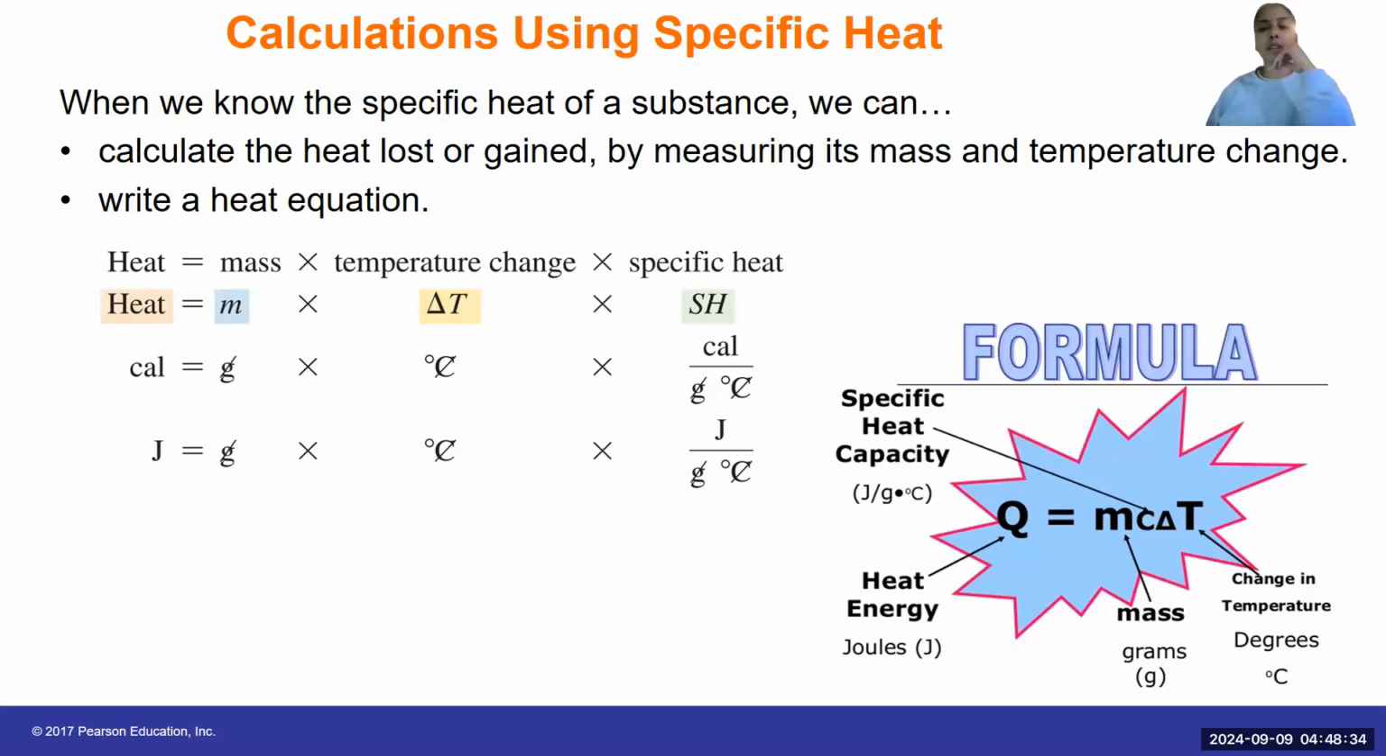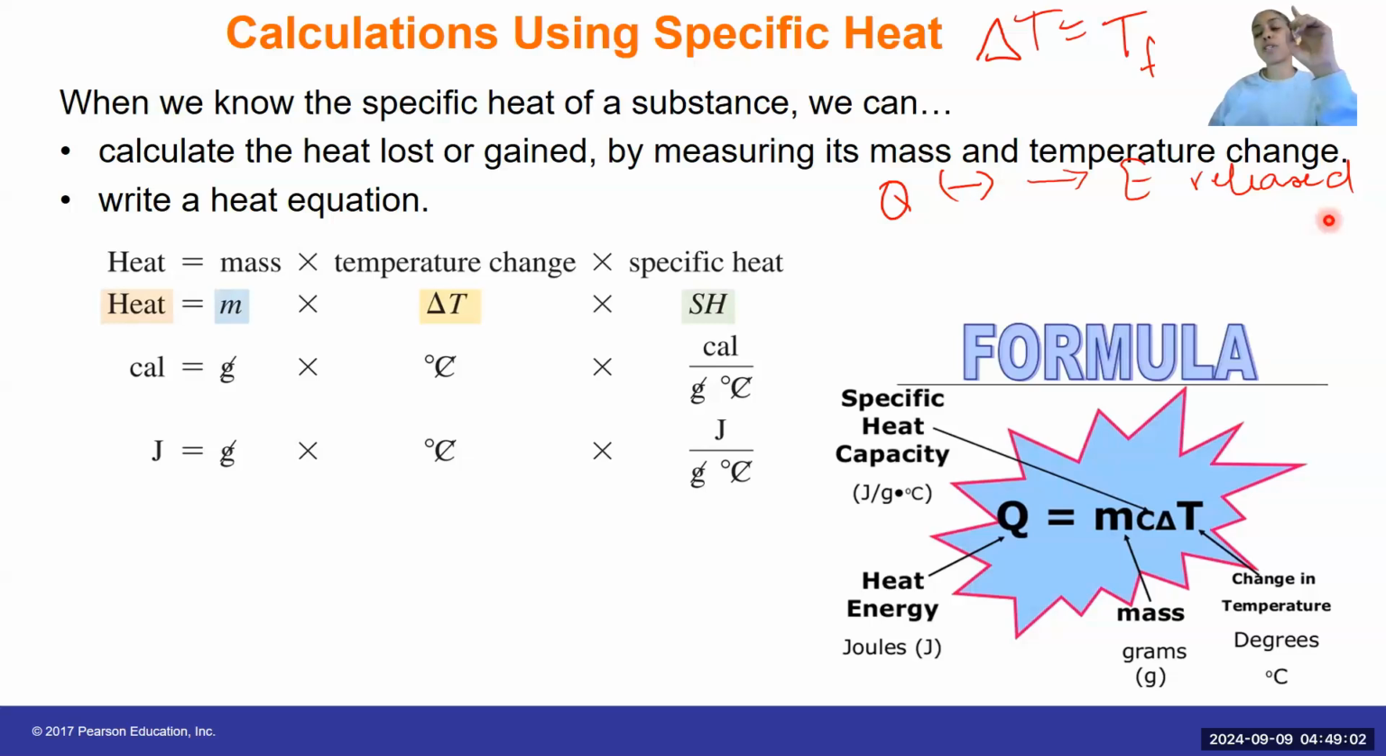So there are some things to know. The delta T is equal to the final temperature minus the initial temperature. And when calculating delta T, you're always going to use the sig fig rules for addition and subtraction. Now, if the value of Q that you get from your equation is a negative value, that means that energy is released. One thing to note, there's no negative energy. The negative sign simply tells us that energy has been released.